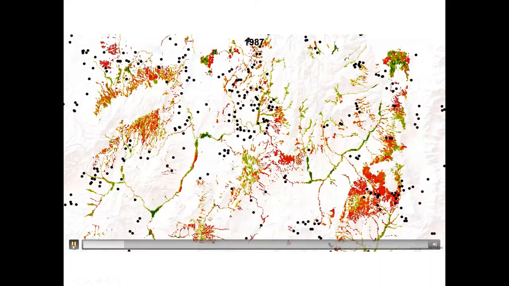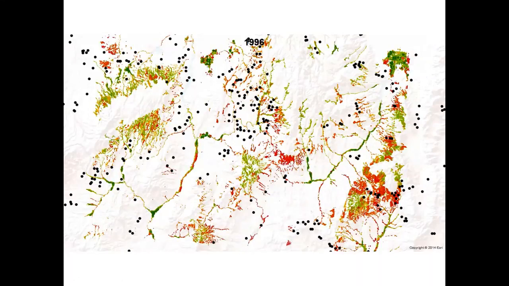I'll play it again. And it really is the spatial temporal dynamics that we need to understand relative to grouse, but also to make those decisions on the ground for where we look at conservation actions and restoration practices occurring across these broader landscapes.